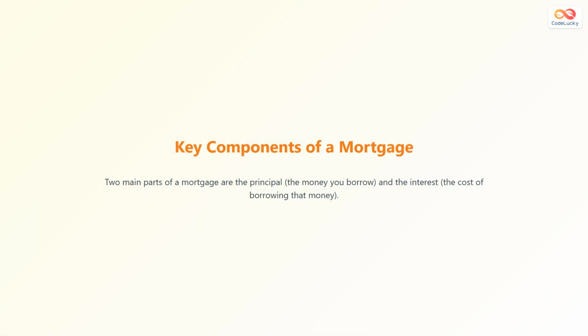A mortgage has two main parts, the principal and the interest. The principal is the amount of money you borrow from the lender. The interest is the fee charged by the lender for providing you the loan. Together, principal and interest make up the largest part of your monthly mortgage payments.